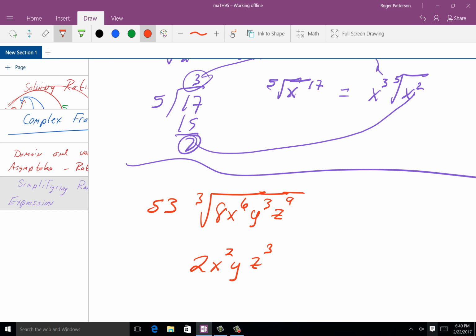Wait, do you divide the power by the root index? Like the 6 divided by 3, yeah? Yeah, and that's where the 2 comes from, right? Okay. Yeah, you're just dividing.